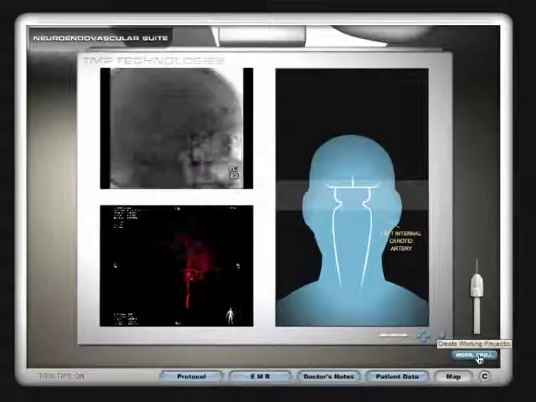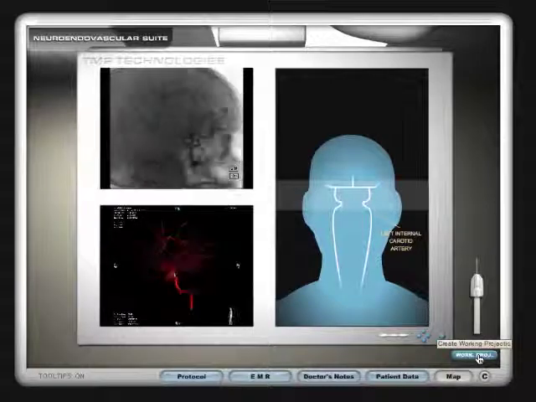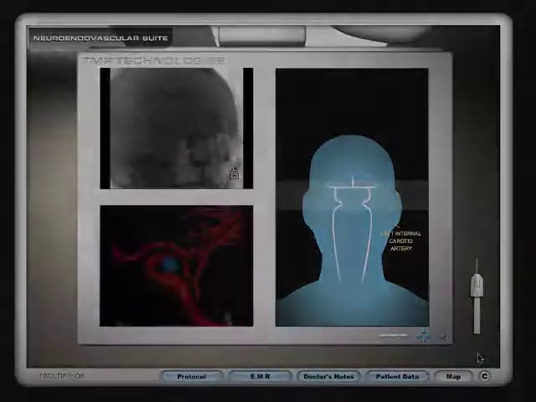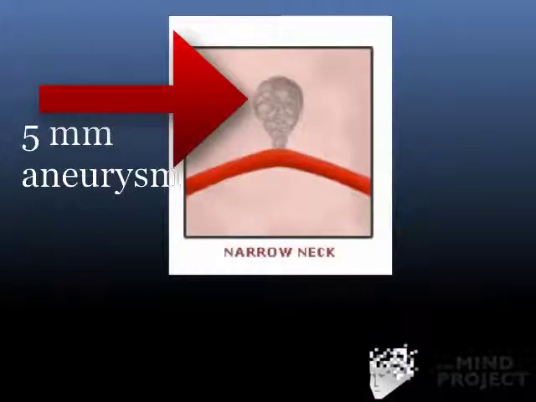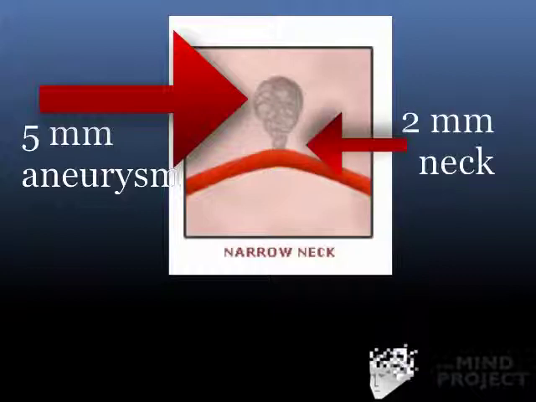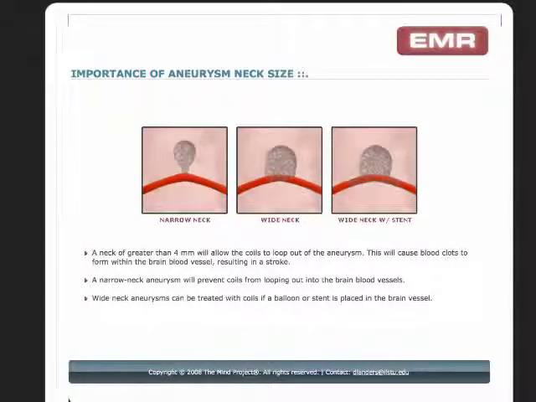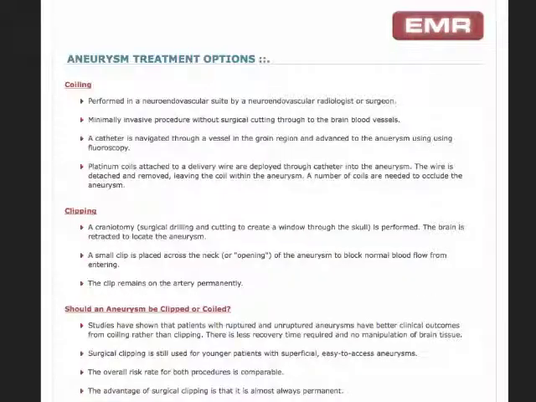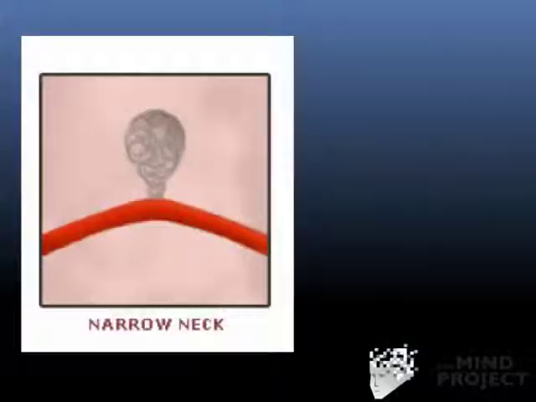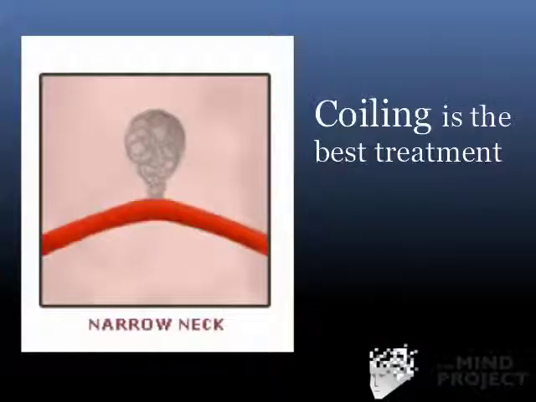The DSA and 3D DSA revealed very important information regarding the structure of the aneurysm. It is a 5 mm aneurysm with a 2 mm neck. Students get this feedback after the test, and it is permanently recorded in their doctor's notes. The EMR entry, Importance of Aneurysm Neck Size, will help them determine whether or not they should clip or coil the aneurysm. Because the neck is smaller than the aneurysm itself, the coils will stay in place and make coiling the best option for this patient.